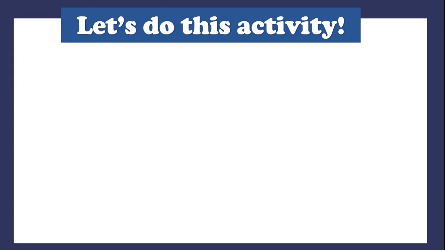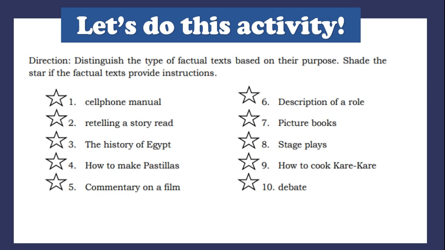Let's check how well you can distinguish the types of information or factual texts. Let's do this short activity. Direction. Distinguish the type of factual texts based on their purpose. Shade the star if the factual texts provide instructions.